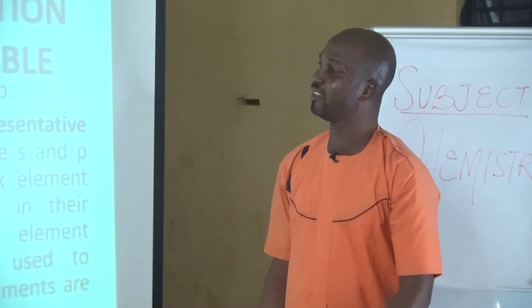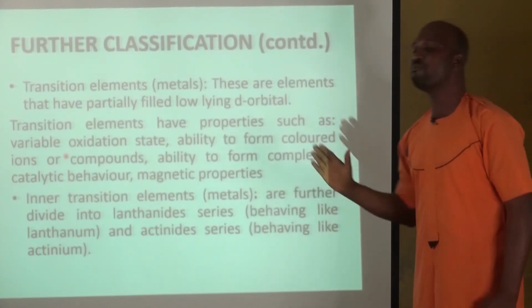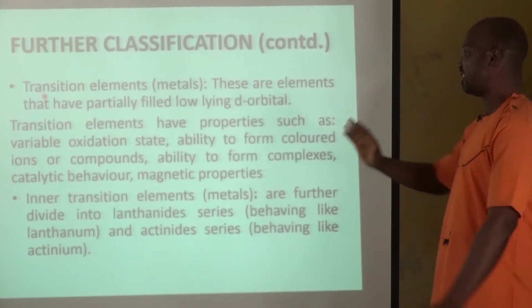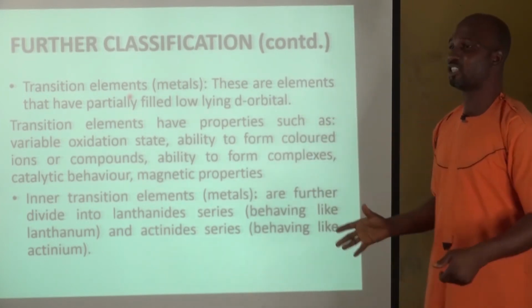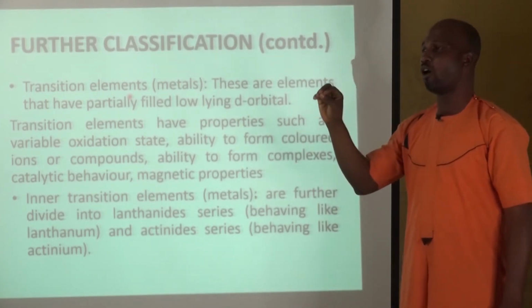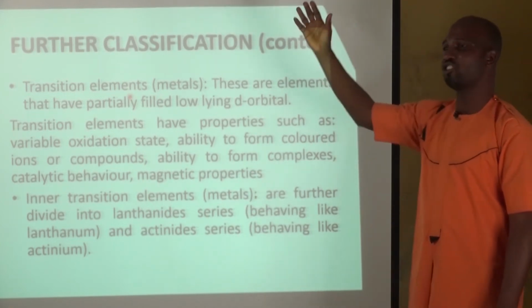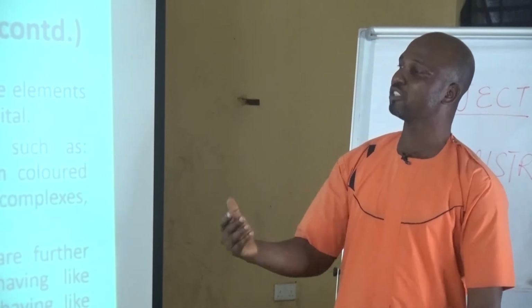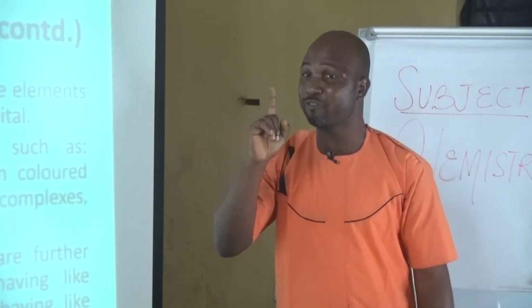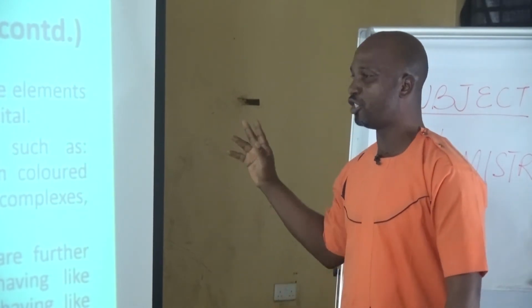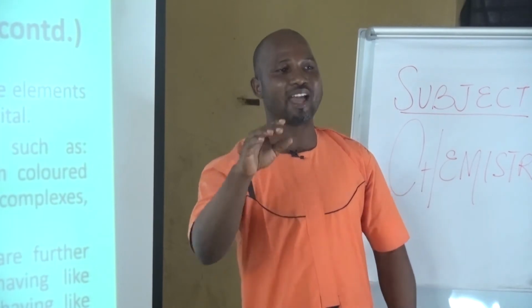The other one is the transition elements. The transition elements are in between the s and the p blocks. Remember, I said they are called the d block, but we don't generalize them as d block because there are exceptions of elements that are not in the d block, like zinc, cadmium, and mercury. So if you are asked to define a transition element, you say these are elements that have partially filled, low-lying d orbitals.